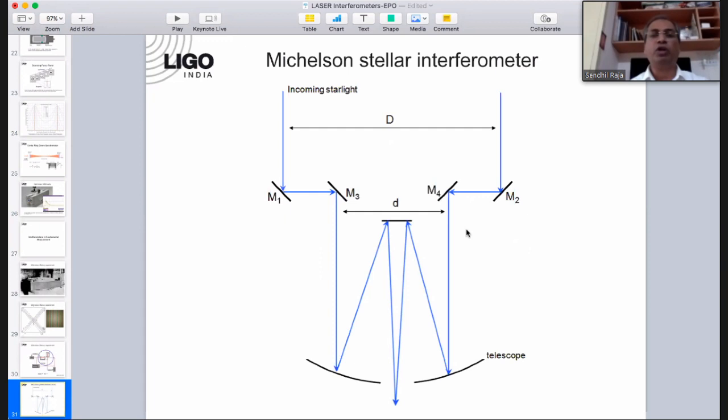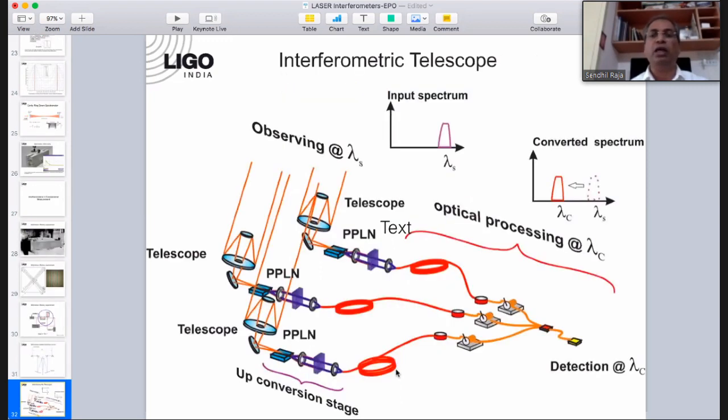The Michelson interferometer has also been ubiquitous in stellar interferometry, where sizes of stars were measured using synthetic aperture construction. Here, essentially, you have a long baseline across which you collect starlight and combine it to produce an interference pattern. And from that, you can calculate the width of the star.